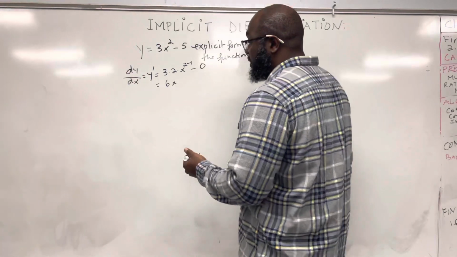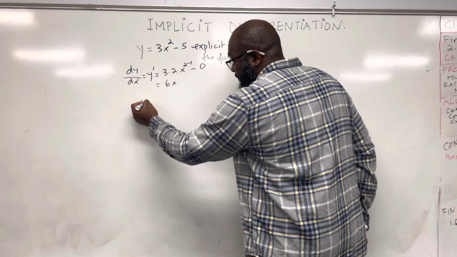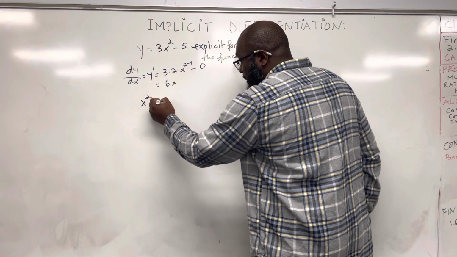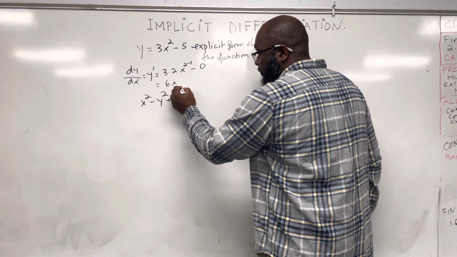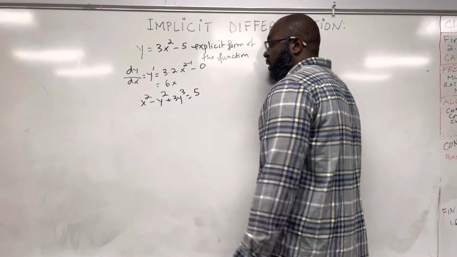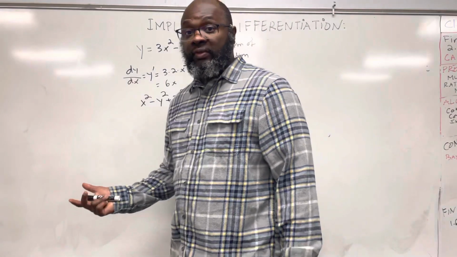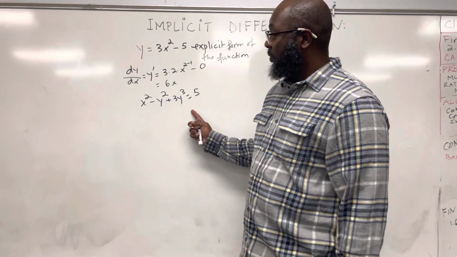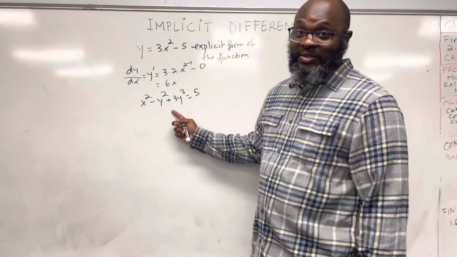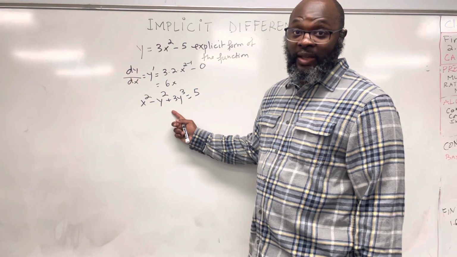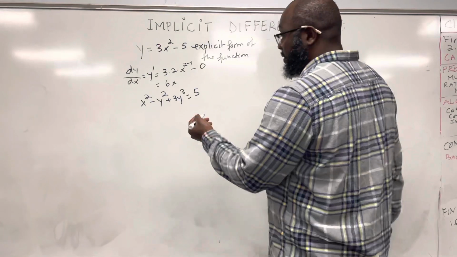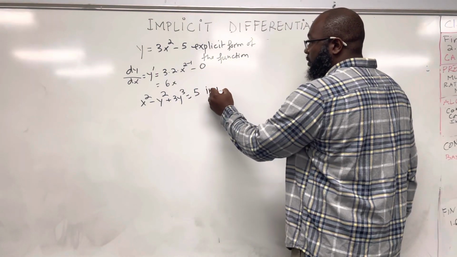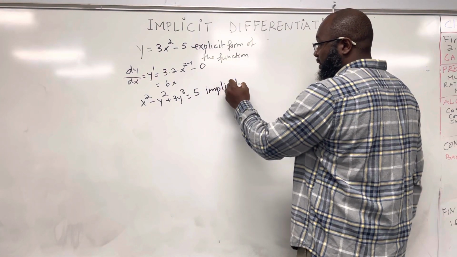Let me give you an example. If I have x squared minus y squared plus 3y cubed equals 5, and the question is find the derivative. Now, if you can see here, what's going on? y is not clearly defined in terms of x. So this is called the implicit form of the expression or the function. Something is being implied here, implicit form.